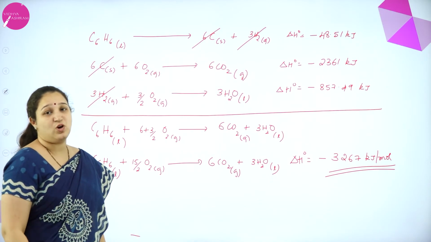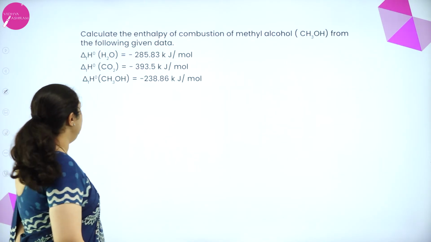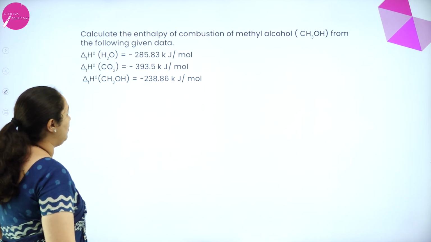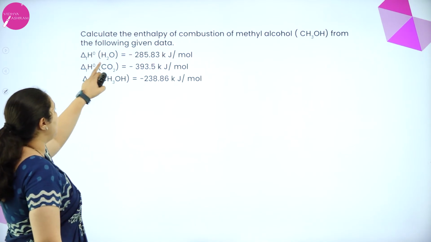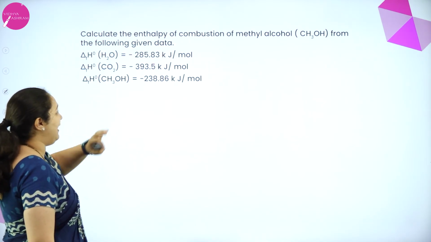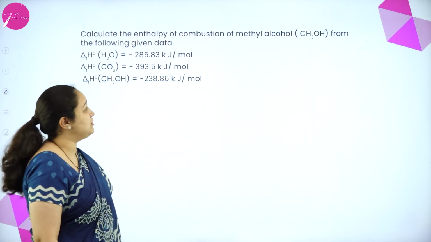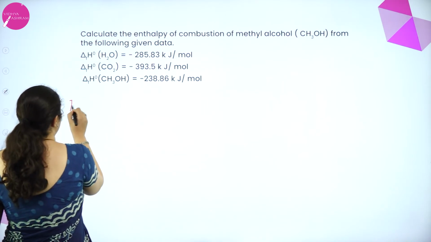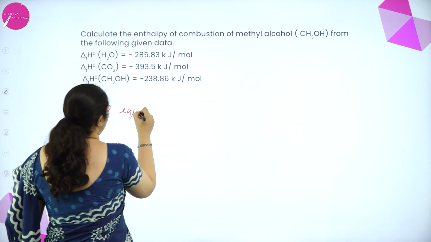There's one more to solve for us. Shall we do it? The third problem is: calculate the enthalpy of combustion of methyl alcohol from the following data. They have given the enthalpy of formation of water, carbon dioxide and methanol. You are supposed to find out the enthalpy of combustion of methyl alcohol. So the required equation I will write first.